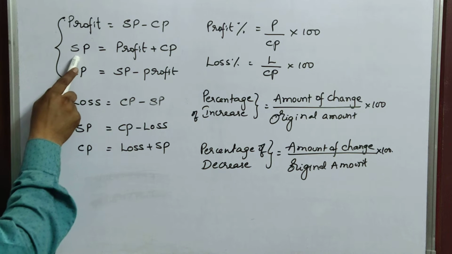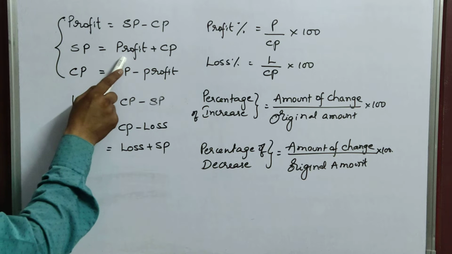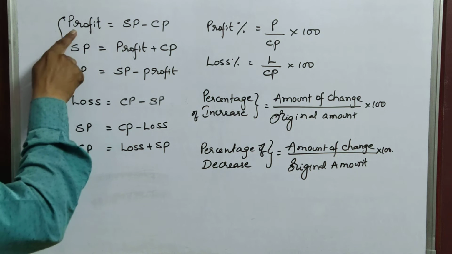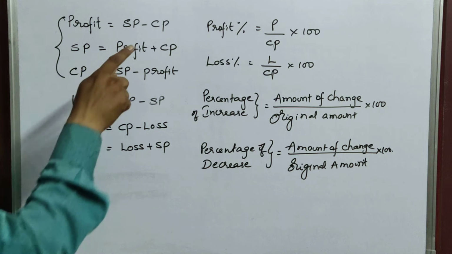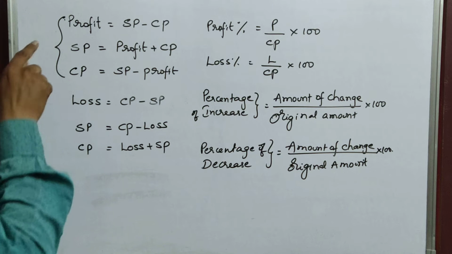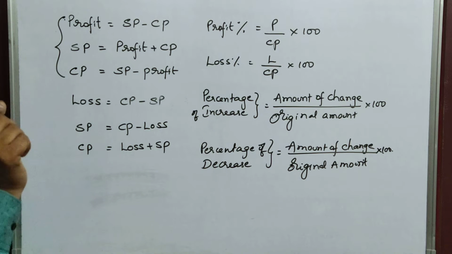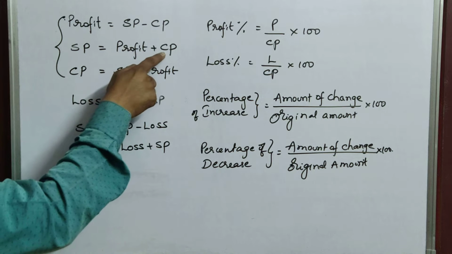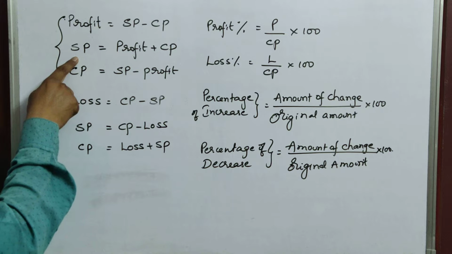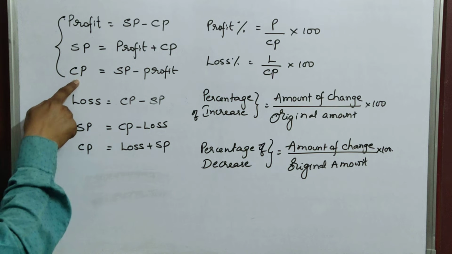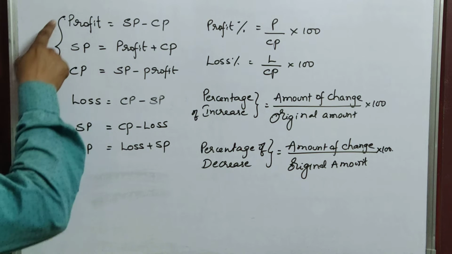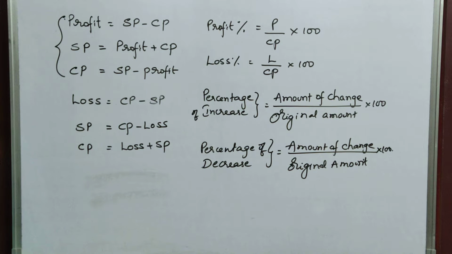If they ask SP, then profit plus CP. That means in the question, if they ask profit, they'll give you selling price and cost price. Suppose they ask SP in case of profit, then they'll give these two values, profit and CP. Then you have to add to find SP, that is selling price. To find CP, that is cost price, it is SP minus profit. So these are the three formulas based on profit.